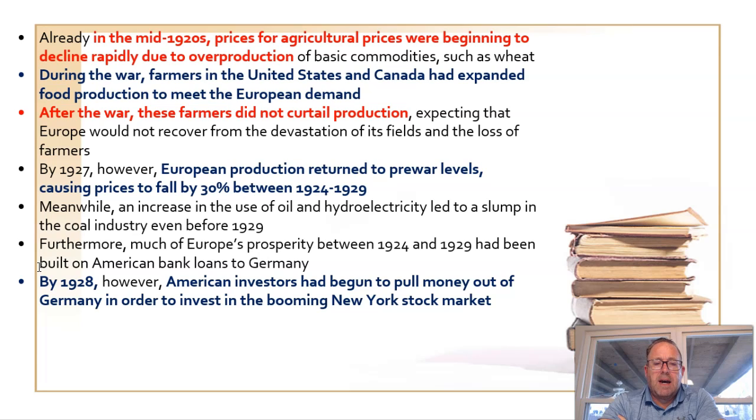Okay, and it says here, down at the bottom, American investors have begun to pull money out of Germany. So if we go back to 1925 with the Dawes Plan, the $200 million in loans. It wasn't the only set of loans, but the reason why Americans start pulling their money out is because they want to invest it in the stock market. Why? Because the stock market in the 1920s is doing really well.